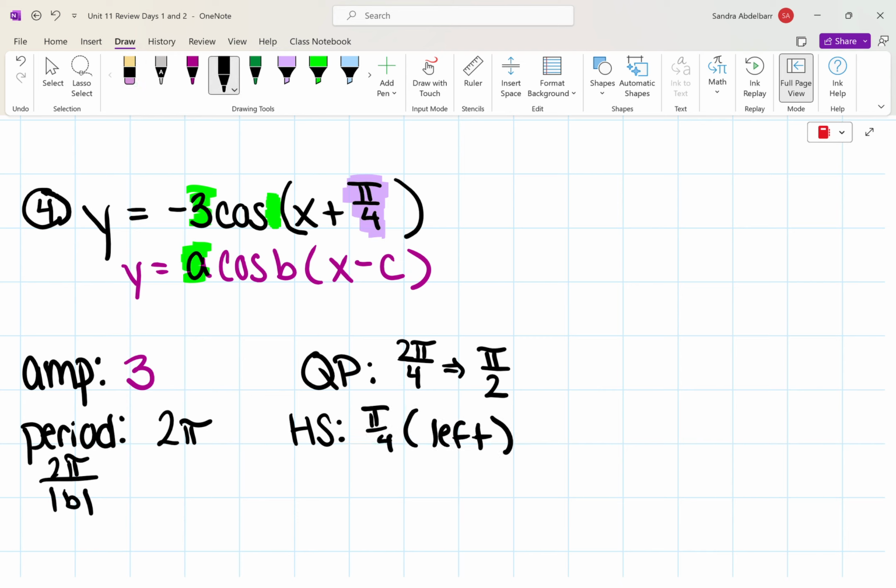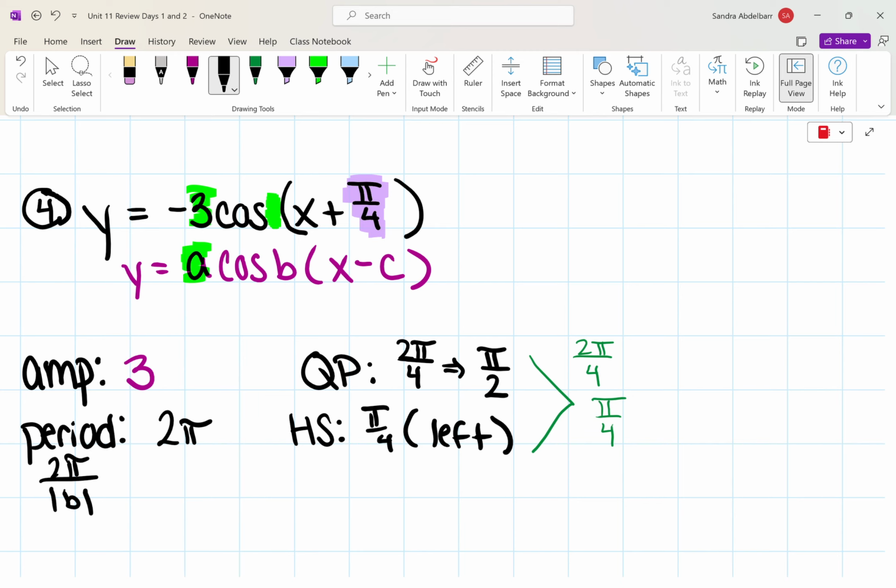But who remembers from yesterday, our quarter period and our horizontal shift must have the same what? Denominator. So I'm going to make them both have a denominator of 4. So this will become 2 pi over 4. This represents our quarter period, 2 pi over 4. So every 2 pi over 4, that's where we make another movement in our graph. You'll see what I mean when we graph it.